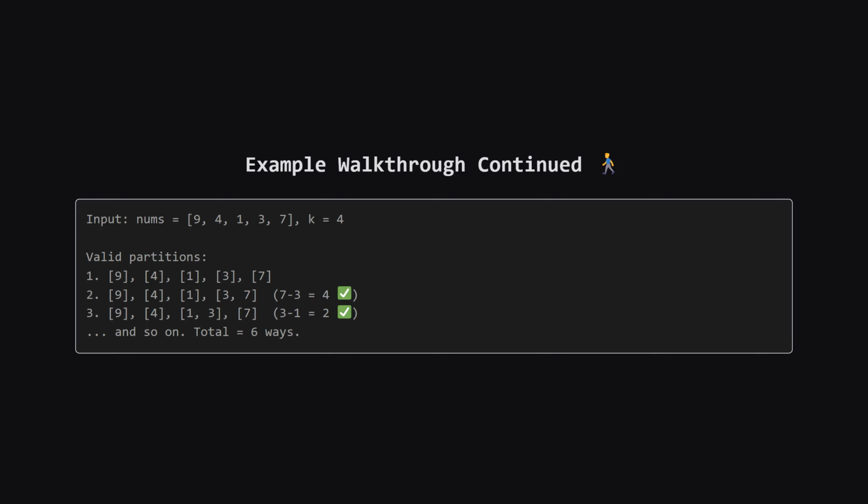Okay, so what actually works? Well, we could just cut every single number into its own segment. That always works because the difference is 0. Or, we could group the 3 and the 7 together, since 7 minus 3 is exactly 4. We could also group the 1 and the 3. Basically, we act like detectives, checking every possible grouping. In this case, there are exactly 6 valid ways to do it.